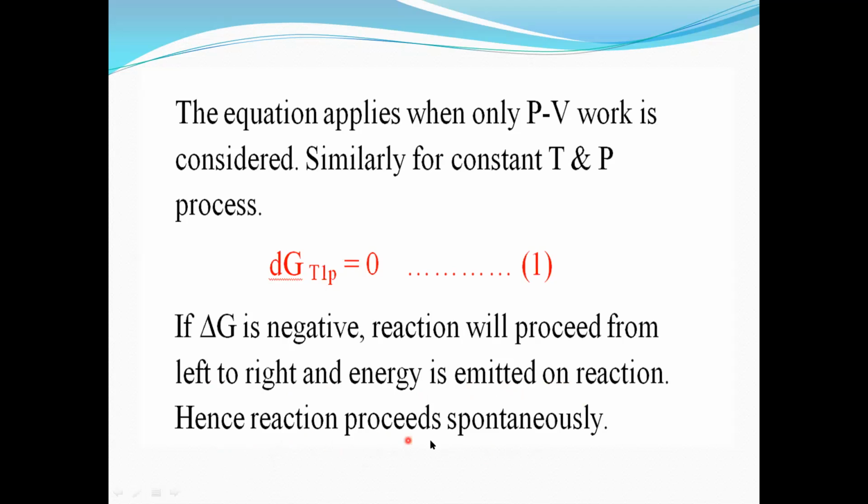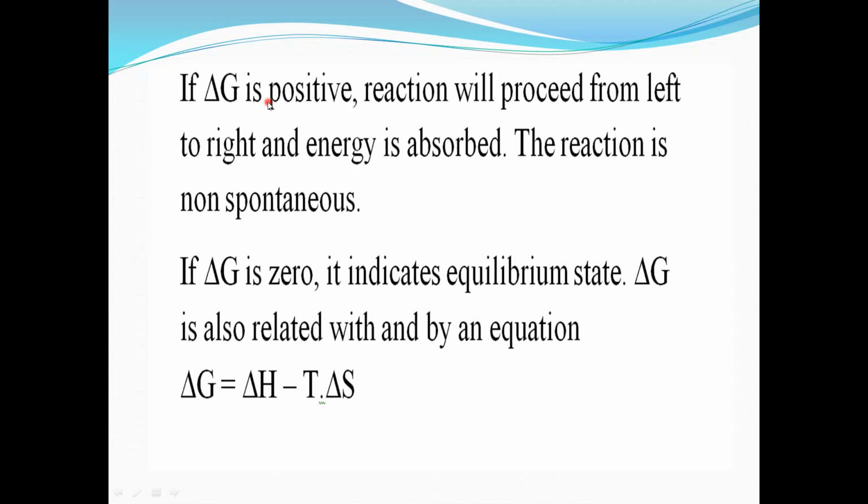देखिए reaction कब spontaneous होता है, if the delta G is negative, reaction will proceed from left to right, energy is emitted, hence reaction is spontaneous. Next, if delta G is positive, reaction will proceed from left to right and energy is absorbed.